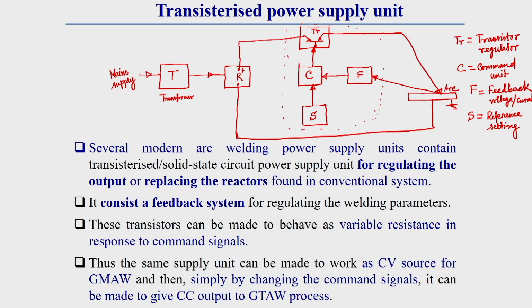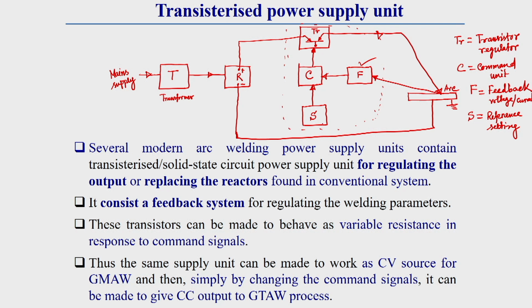Then what happens here? First of all this DC current goes to the transistor regulator, then from the transistor regulator it goes to the arc. From this arc a feedback system is there. If there is any disturbance, that means any change of arc current or voltage, then this gives a feedback to the feedback system. It takes the feedback from the feedback system and it goes to this command unit.